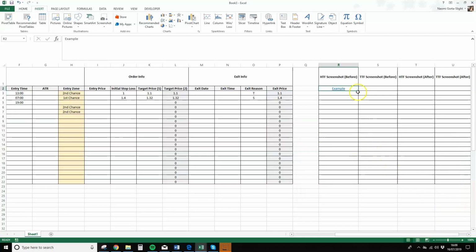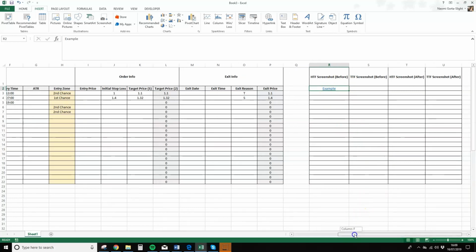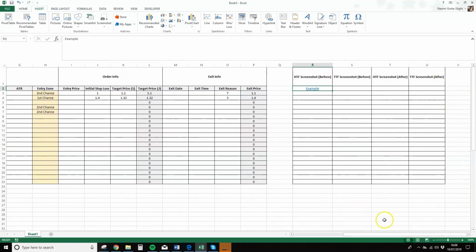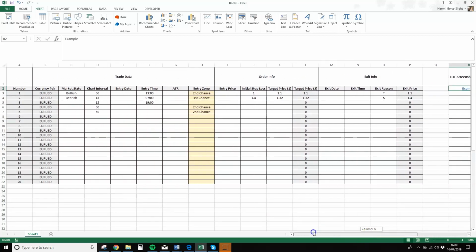Here's one I prepared earlier. And then when you click on it, I'm not going to click on it because I don't know what that document is, but it will just open. And that's about it.